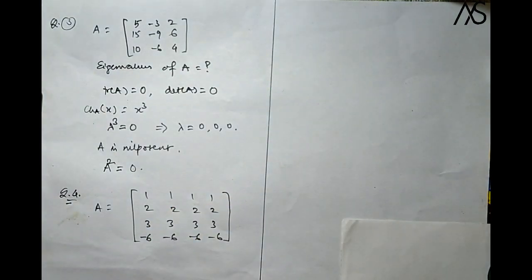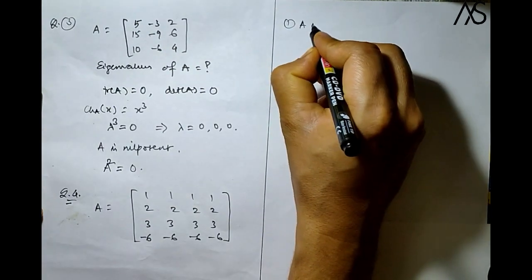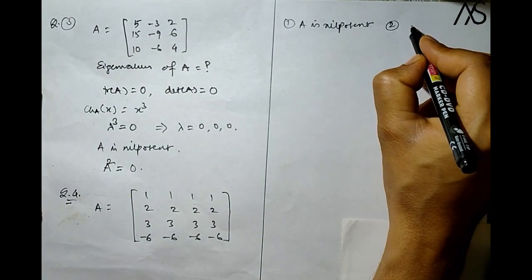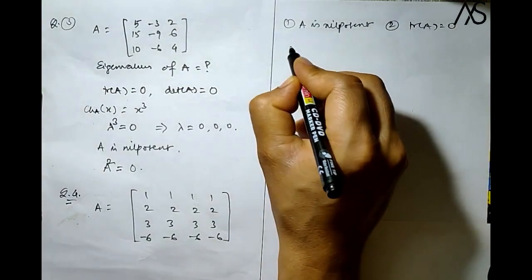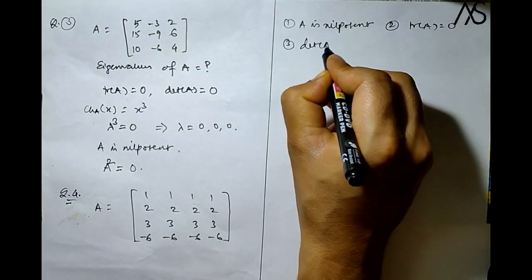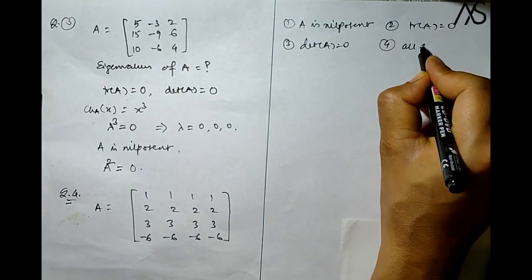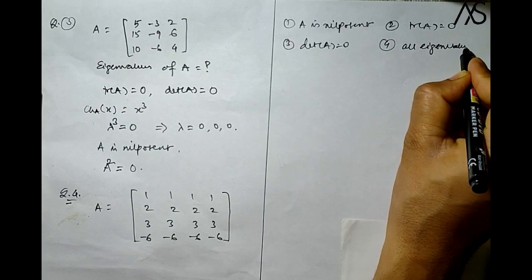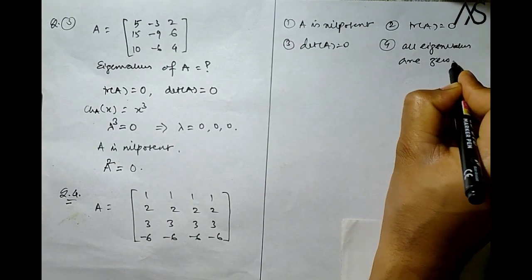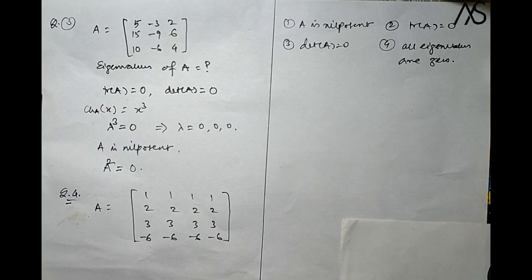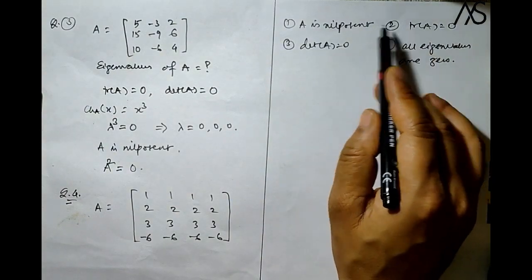विच ऑफ द फॉलोइंग स्टेटमेंट आर करेक्ट. नंबर 1, A is nilpotent, 2, trace of A equals 0, 3, determinant of A equals 0, 4, all eigenvalues are 0. ठीक है, तो इस टाइप का जब भी क्वेश्चन आए तो आप चेक कर लो कि ये nilpotent है या नहीं है. अगर ये nilpotent हो गया इट मीन्स द ऑल आइगन वैल्यूज आर 0. सो द nilpotent के केस में या आप ऑल आइगन वैल्यू 0 निकाल दो तो ये सब पता चल जाएगा.